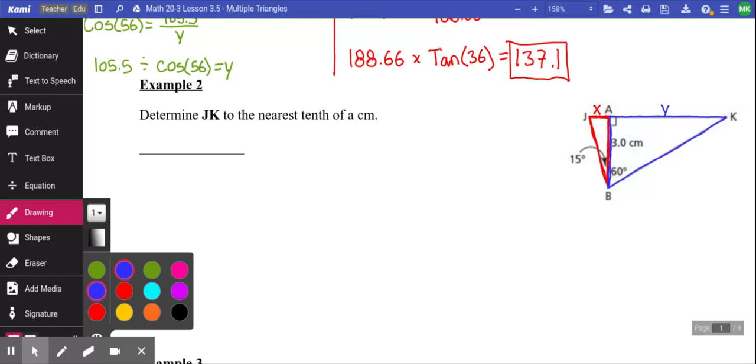Let's start with the blue triangle because it's easier to work with. The reason is it's bigger. That's my opinion. So I'm looking at the blue triangle. Label it. Opposite is across from the 60, so this is my opposite. My hypotenuse is across from the 90, which you guys are really, really good at. And the adjacent is the third side. So I've got opposite, hypotenuse, adjacent.